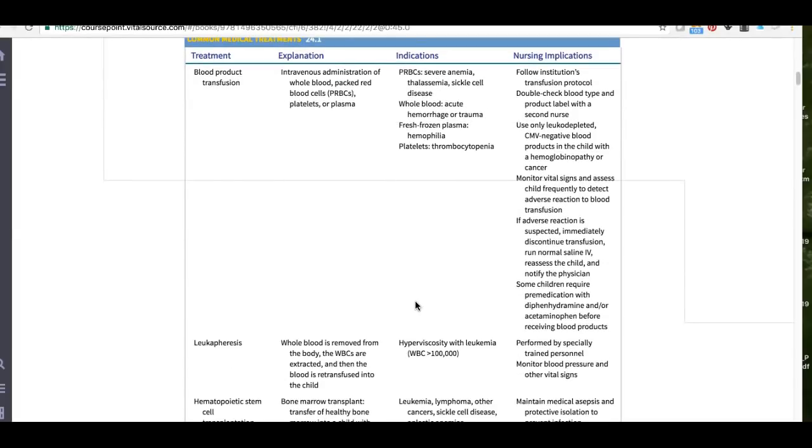Okay. What do we give blood transfusions for? We give them for severe anemia. We give them for hemorrhage. Traumas, we give a lot of blood. So just different reasons. But you need to know what to do if you suspect a reaction.